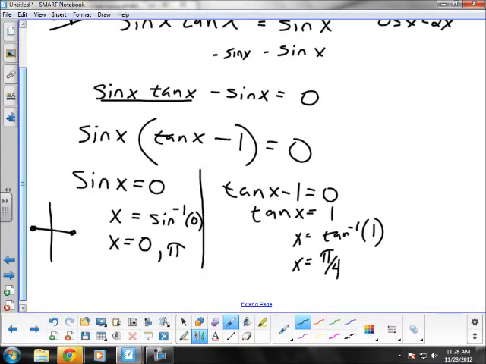Okay, but I do need the other place where tangent is a positive 1. So I've got this one. Where else is tangent positive? In the third quadrant. So I need to know what that angle is. It's got a reference angle of pi over 4. 5 pi over 4. And I don't have to find any more because I am just going to 2 pi. So I don't want to wrap around anymore.